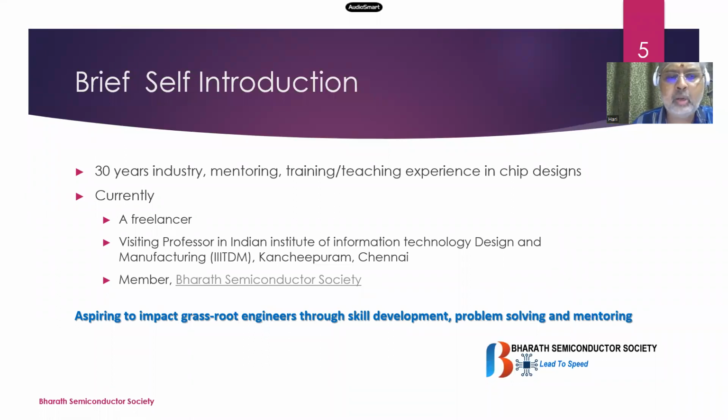I'm a visiting faculty at IIITDM Kancheepuram in Chennai. I teach some industry-relevant courses like design for test and system-level verification with SystemVerilog and UVM, and I mentor my students. I had 40 students last semester, and this semester I have about 20 students. Some of the courses are electives.